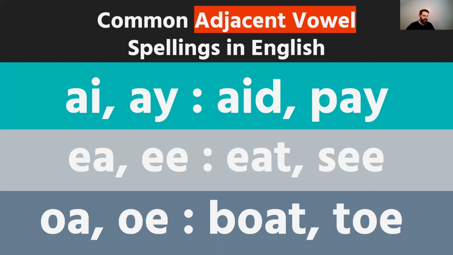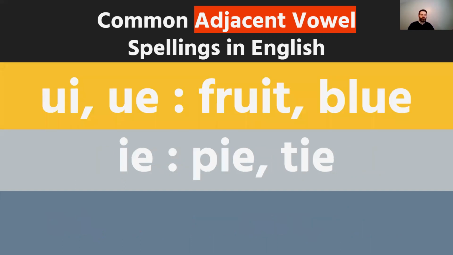The long O has two forms as well, the OA or the OE. OA appears at the beginning or middle of a word, whereas the OE is more likely to appear at the end of a word. Then our long U sound can come from UI or UE. Again, UI is more likely to appear in the middle of the word, whereas UE appears more at the end of a word. And then we have the long I coming from the adjacent vowels of IE, and that appears at the end of words.